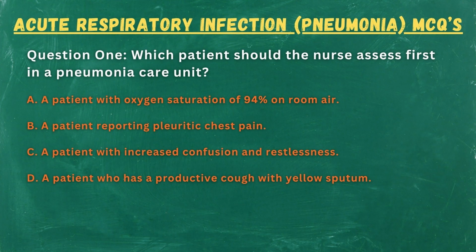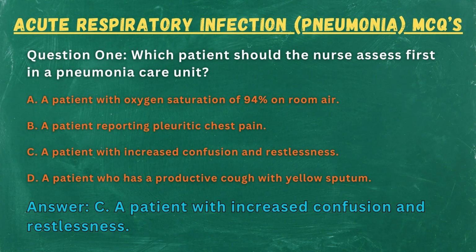Question 1. Which patient should the nurse assess first in a pneumonia care unit? A. A patient with oxygen saturation of 94% on room air. B. A patient reporting pleuritic chest pain. C. A patient with increased confusion and restlessness. D. A patient who has a productive cough with yellow sputum. Answer. C. A patient with increased confusion and restlessness.